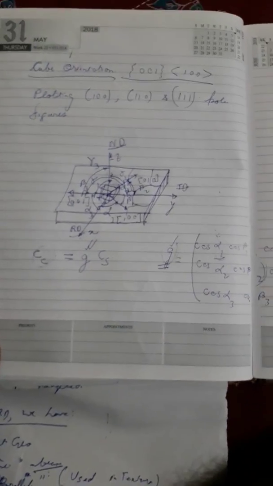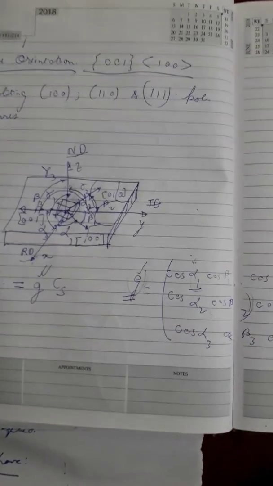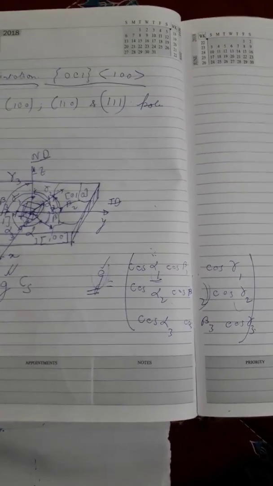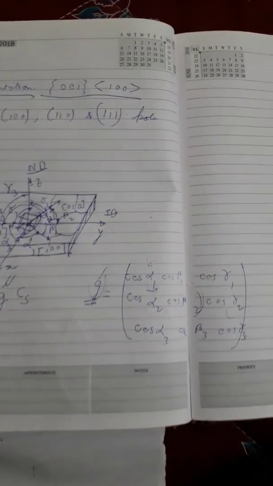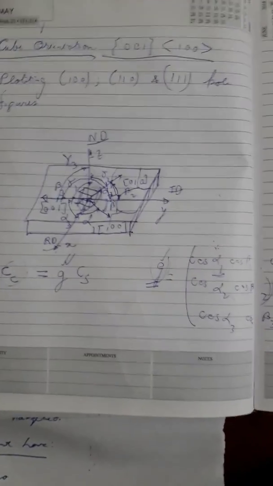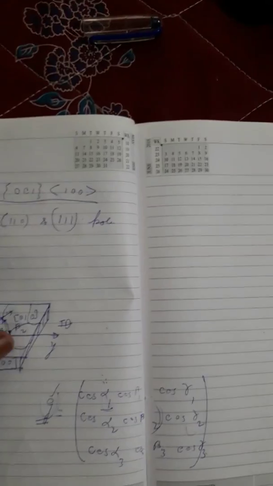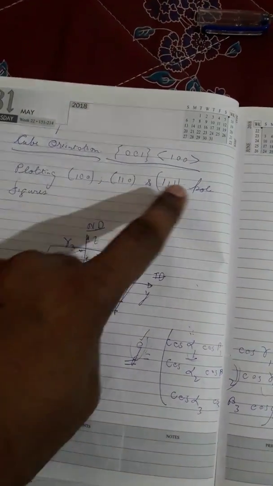The Euler angles are basically the 3 different angles, phi 1, phi, and phi 2, and one of the most commonly used conventions for determining them is Bunge's convention. We are not going into that much complexity. What we're going to think about today is how to plot the 100, 110 and 111 pole figures for this cube orientation.